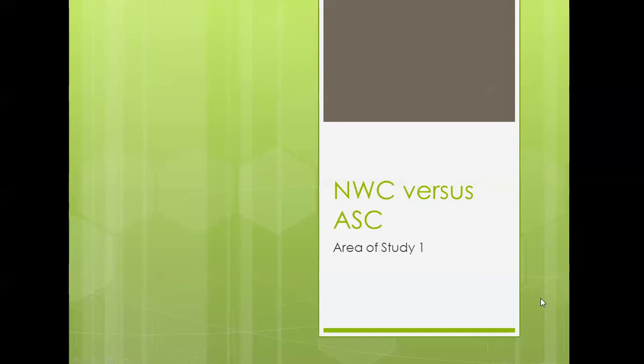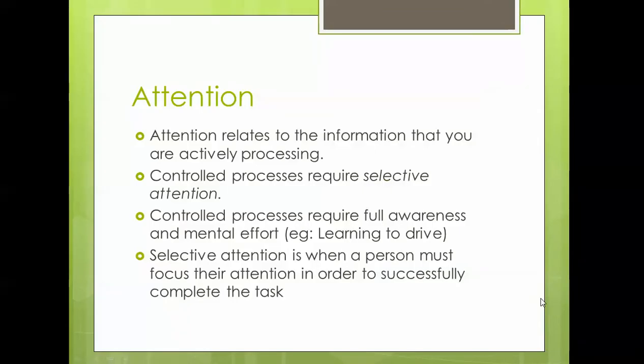Okay. So you remember last term we spoke about attention and the fact that when we're in normal waking consciousness we actually have a lot of control over our attention. Attention actually means the information that we're actively processing at any given time, so what you're paying attention to. There are two different types of attention that you need to know about, and two different types of processes that require the different types of attention.